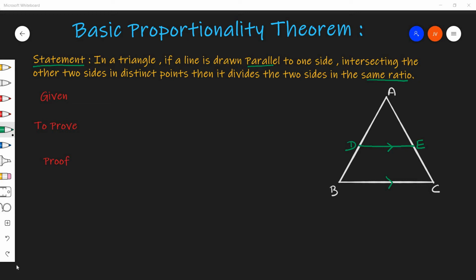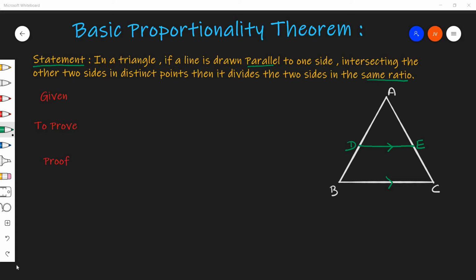Hello friends, in this video let us know about the basic proportionality theorem, in short BPT, which is otherwise known as Thales theorem. This theorem is only applicable to triangles. According to the basic proportionality theorem statement, in a triangle, if a line is drawn parallel to one side, intersecting the other two sides in distinct points, then it divides the two sides in the same ratio.